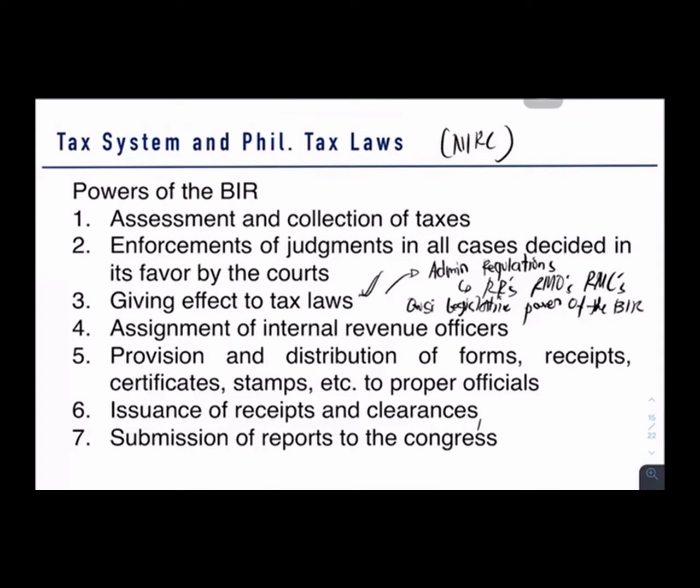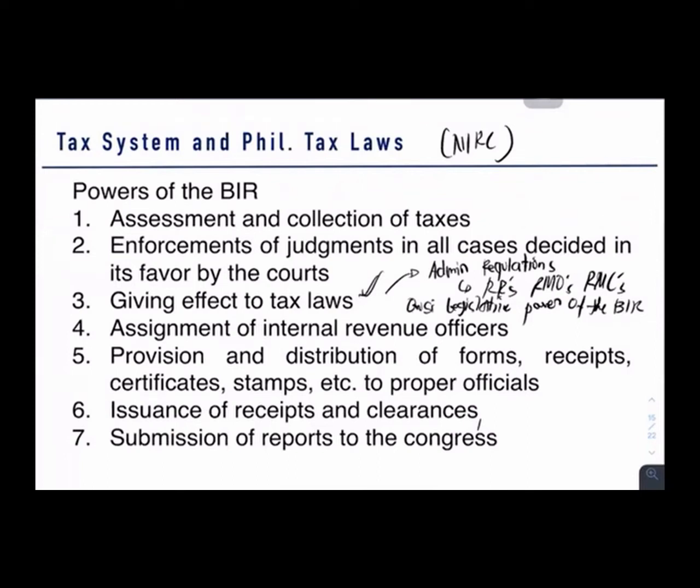Next, issuance of receipts and clearances. So what are these issuance of receipts and clearances? So only the BIR has the power to issue receipts as to the payment of your taxes. So sir, how about if I paid to the bank? Will it not be the bank to give the receipt? No. Actually, ang makukuha mo lang kay bank ay yung deposit slip. And the deposit slip is a proof of payment of the tax, which you will proceed now to the BIR. So upon giving it to the BIR, they will give you a receipt and a clearance.